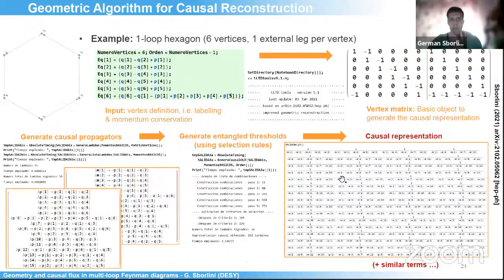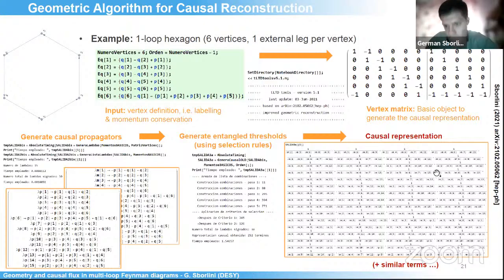So, as an example of how this algorithm for doing the geometric reconstruction works, we consider here a hexagon, a one-loop diagram with 6 vertices, and we put one external leg per vertex. With this information, we have the conservation equations for each vertex. Then we build the vertex matrix. With this vertex matrix, we can identify which are the connected binary partitions and generate the causal propagators. And then we have to use these selection rules that we mentioned before to detect which are the possible entangled thresholds. And then we obtain a causal representation.